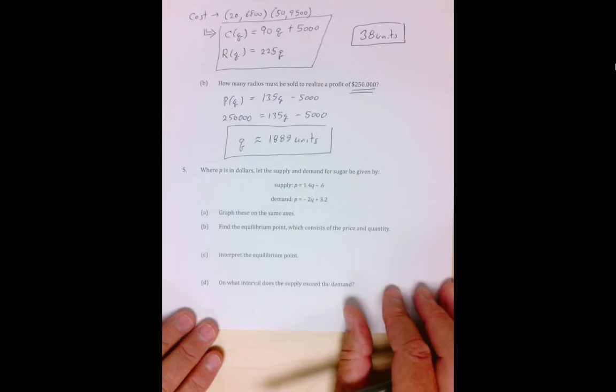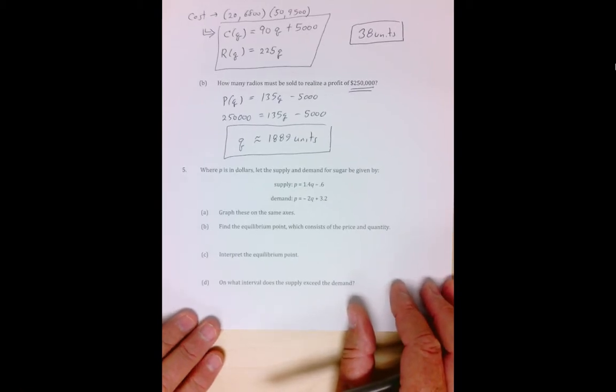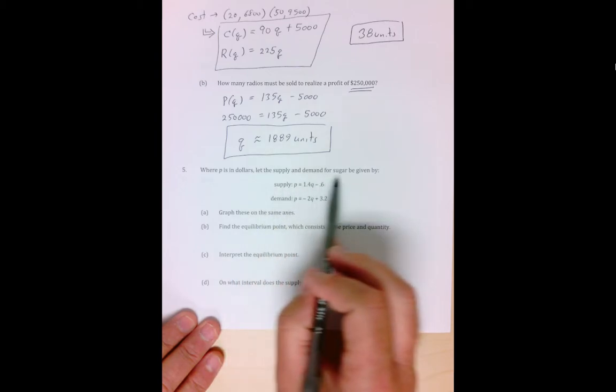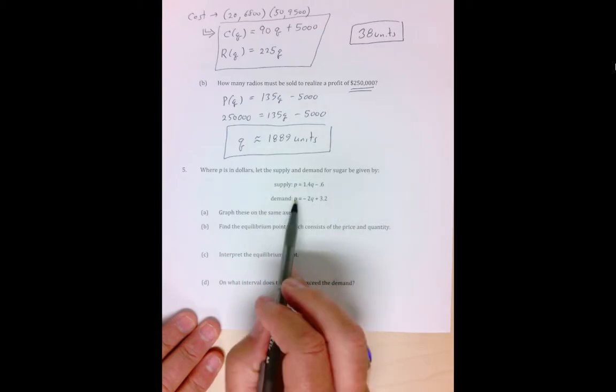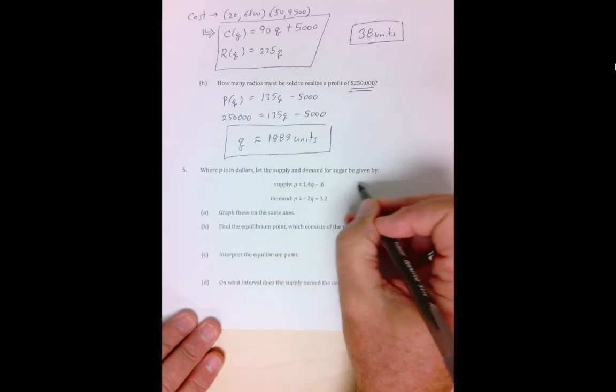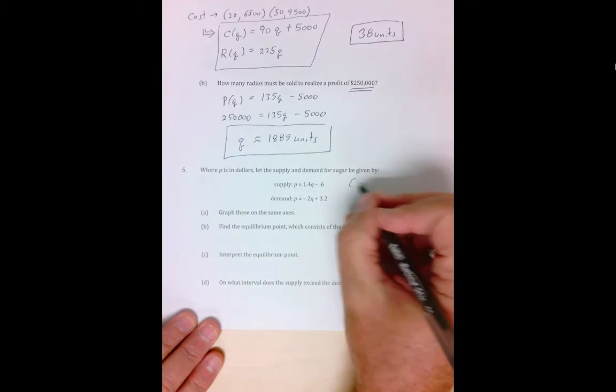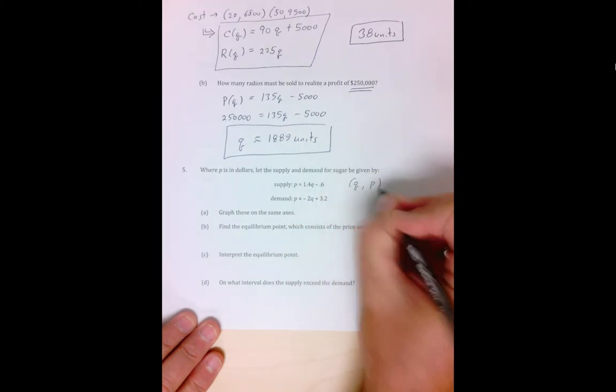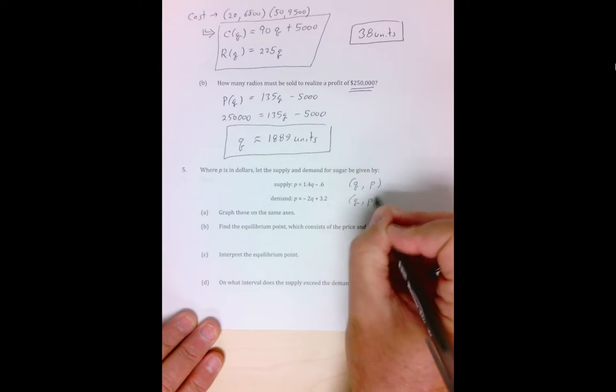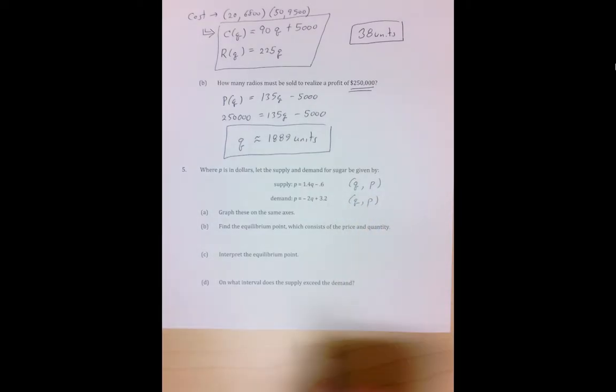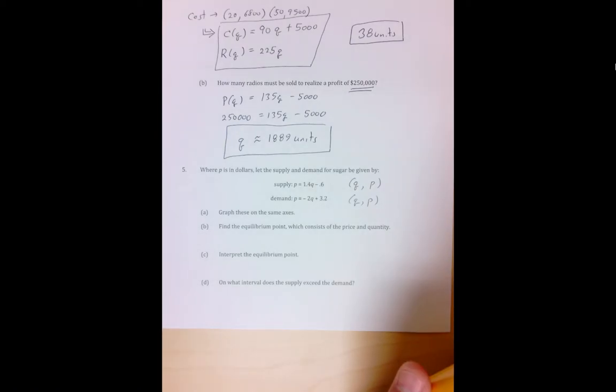Problem number 5, where P is in dollars, let the supply and demand for sugar be given as the following. Now notice P is our Y. So for both the supply and the demand, we have our quantity first and our price second. So first thing, it says graph these on the same axes. And I gave you a different spin on supply and demand just so we could practice a little bit setting our axis.